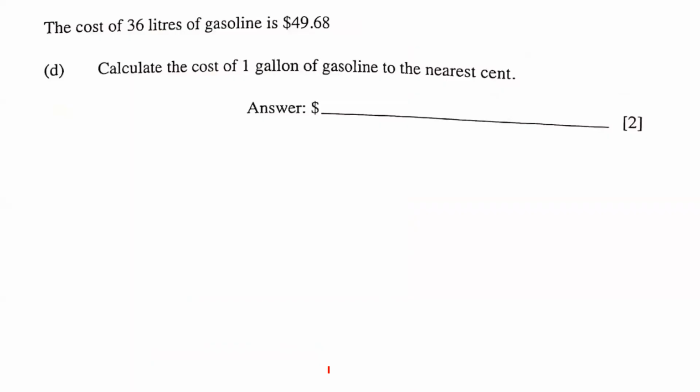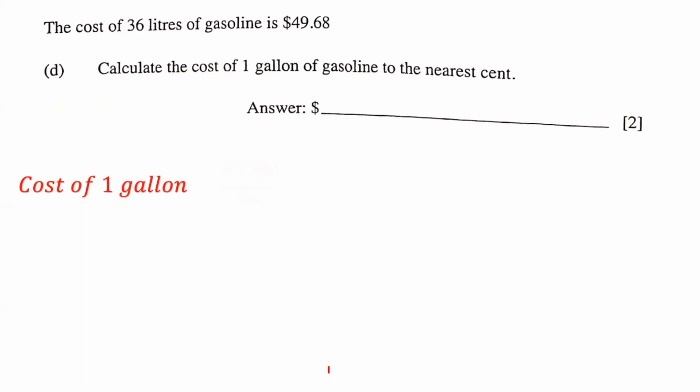All right, so this next question says, hey, what is the cost of 36? Sorry, this one gives us a statement first. It's saying the cost of 36 liters of gasoline is $49.68. So if you know that 36 liters of gasoline is $49.68, what is the cost of 1 gallon of gasoline to the nearest cent? And so we have to figure out what that is.